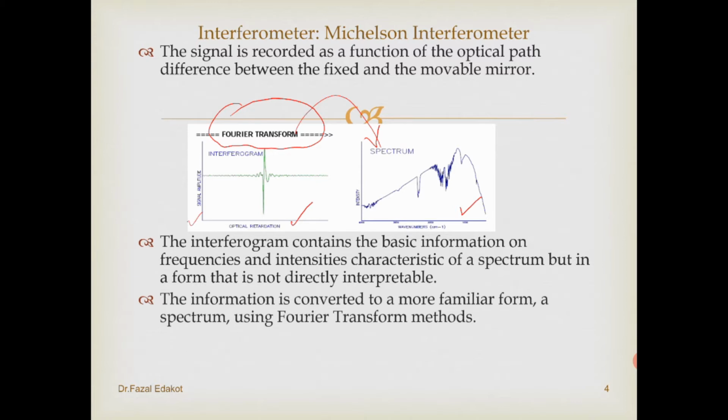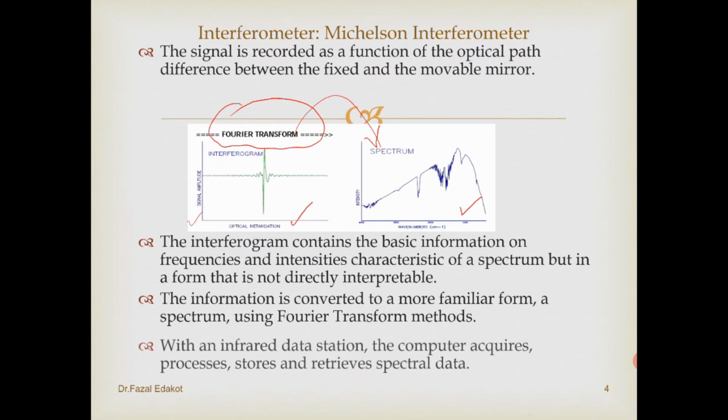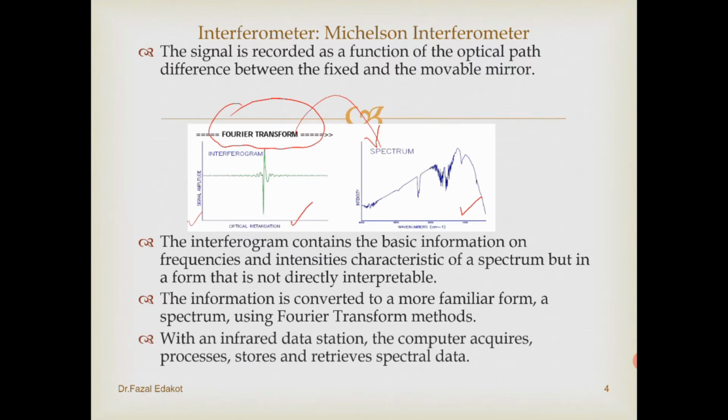The information is converted into a more familiar form, the spectrum, using Fourier transformation methods. So with an infrared data station, the computer acquires, processes, stores and retrieves spectral data. So if somebody asks you what happens during the Fourier transformation in IR spectroscopy, you can use this slide to answer the question.